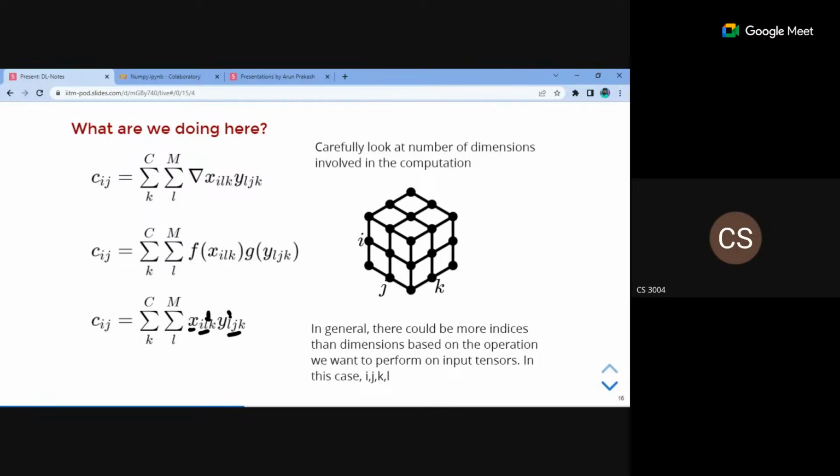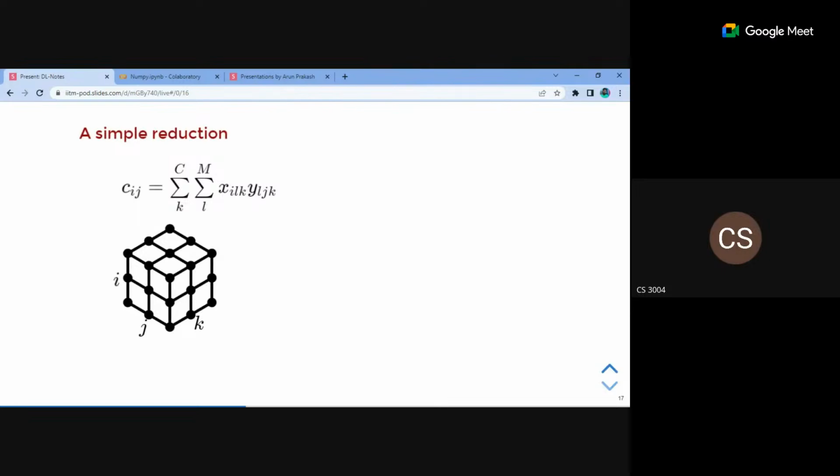Once we figure out the number of dimensions and number of indices, the next step is to ask what all the functions inside the summation are. i and j are fixed inside the summation, because for each i, j we are computing something. The only things varying are l and k, so the summation is over l and k. Both the inputs x and y are of three dimensions, and the output is going to be two-dimensional, just i and j.